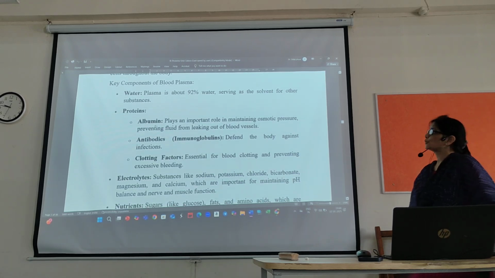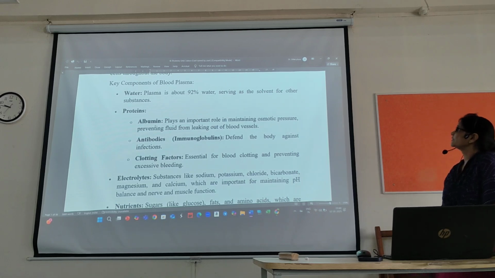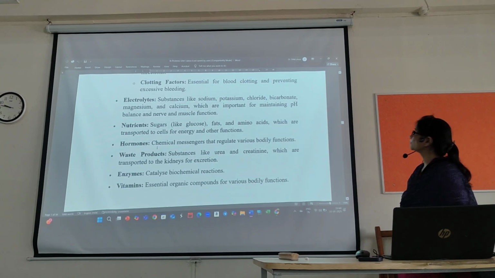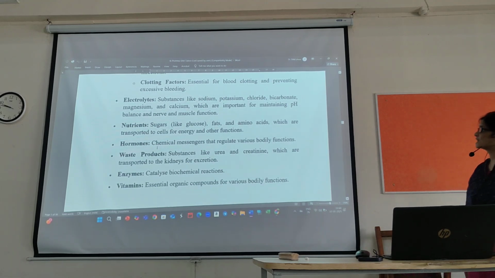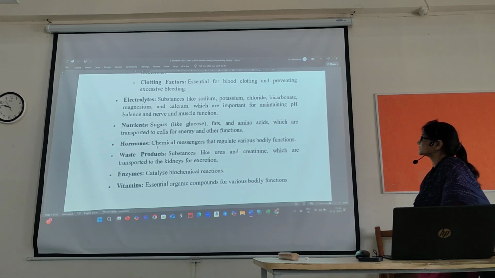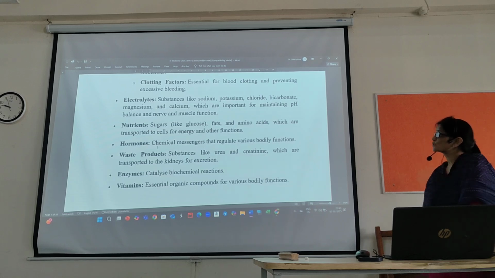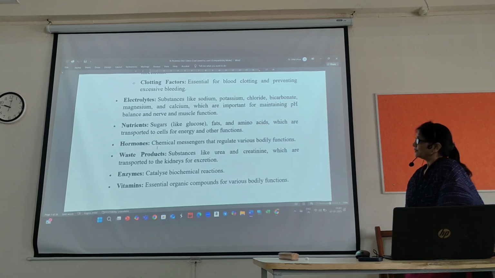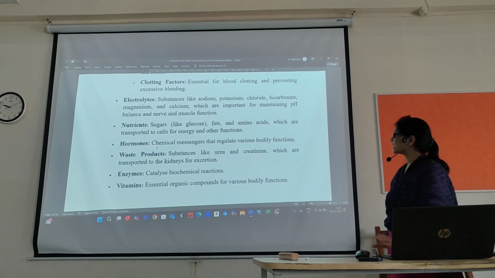Then plasma is about 92% water, or you can say 90% water, serving as the solvent for the other substances. Then proteins, albumin, antibodies and clotting factors are there. Then electrolytes, substances like sodium, potassium, chloride, bicarbonate, magnesium and calcium. Then nutrients such as sugar like glucose, fats, amino acids, which are transported to cells for energy and other functions. Hormones are also there. Then waste products, that is urea and creatinine, which are transported to the kidneys for excretion.